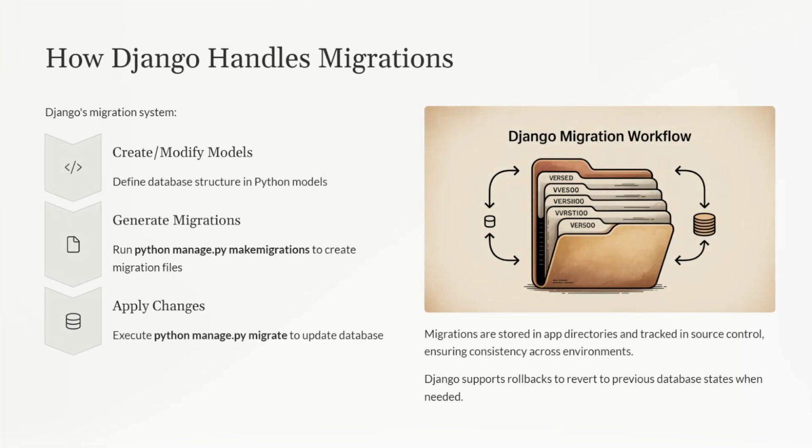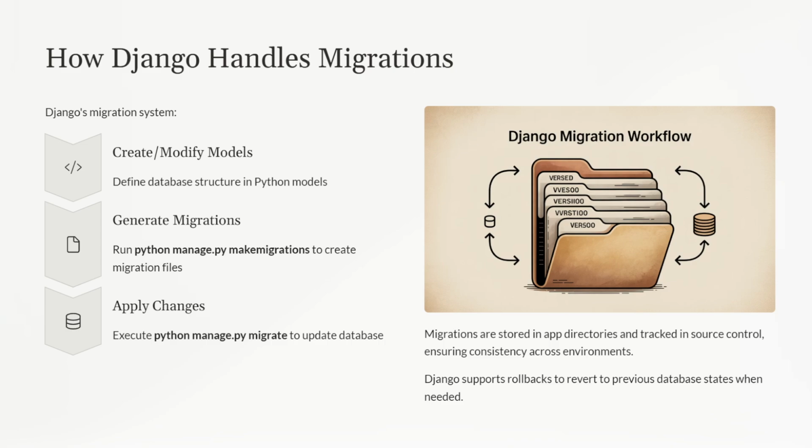So here's how Django handles migrations. Django's migration system works like this: you create and modify models, which define the database structure in Python, and then you generate migrations by running python manage.py makemigrations to create migration files. You can then apply the changes by executing python manage.py migrate to update the database.